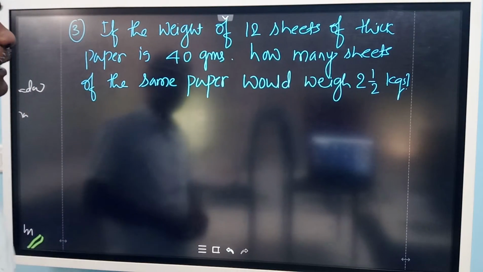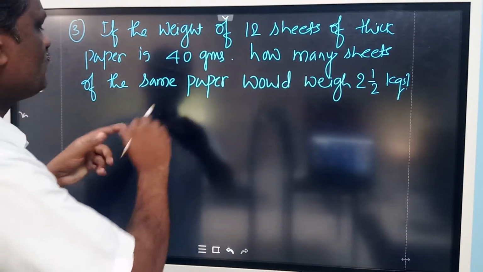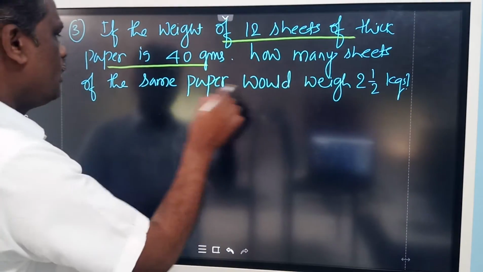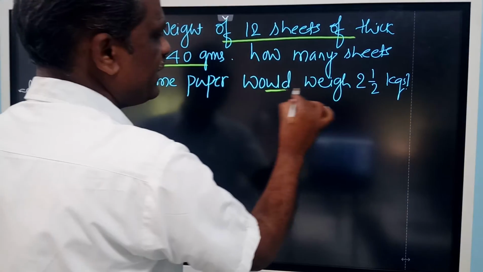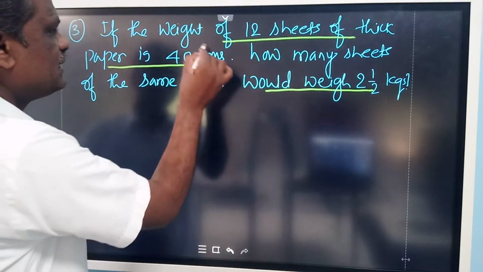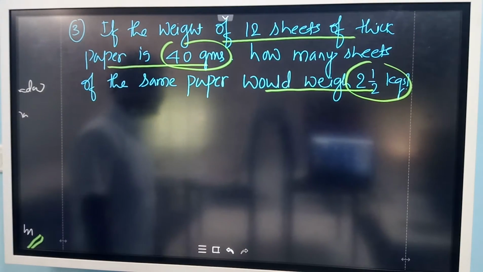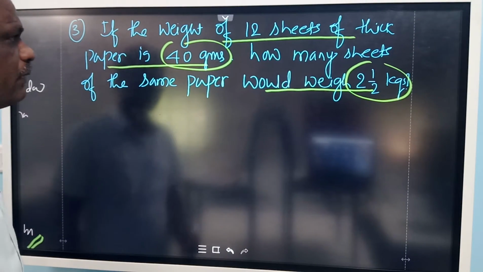Here the weight of 12 sheets of thick paper is 40 grams. How many sheets of the same paper would weigh 2.5 kg? It is in grams and it is in kg. Okay, so now you can write it in the columns in a table.